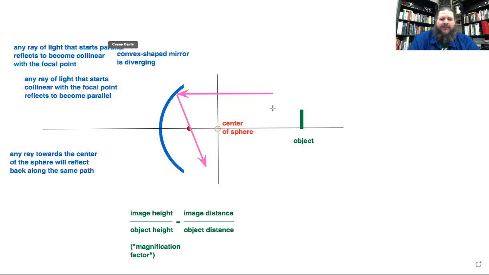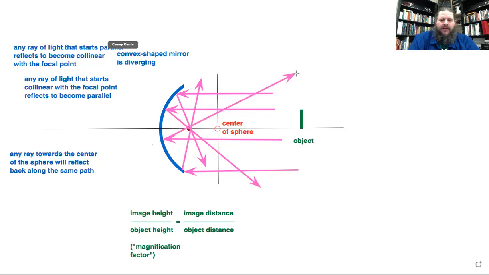But notice what happens if we send in lots of rays of light parallel. If it starts parallel to the optical axis, it's going to bounce off through the focal point. If this one starts parallel, it's going to bounce off through the focal point. This one starts off parallel, it's going to bounce off through the focal point. In this case, these rays of light started off parallel, but instead of bouncing off and spreading out, they bounce off and converge towards each other. They all converge to intersect at the focal point.